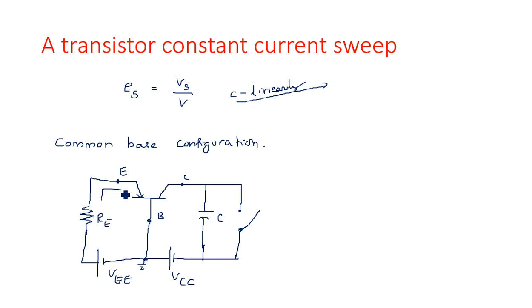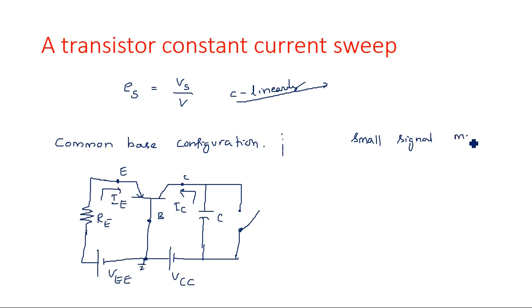The current flowing through the emitter is IE, from VEE towards the emitter. The current flowing through the capacitor is IC, which enters the collector. So the cumulative current IE plus IC goes into IB. Now the equivalent circuit: this is the common base configuration for generation of the sweep circuit, and the other circuit is a small signal model circuit.